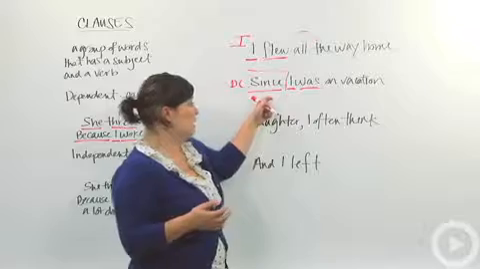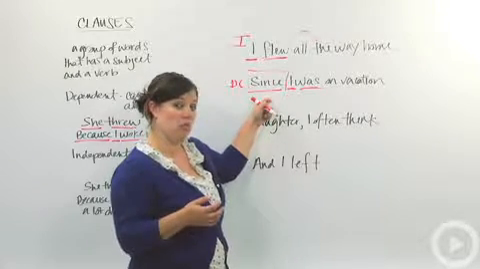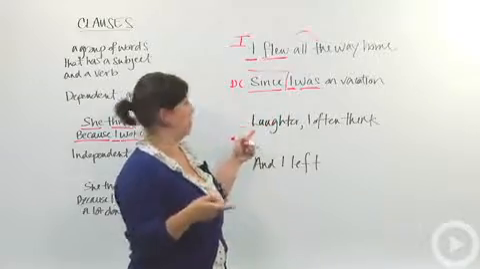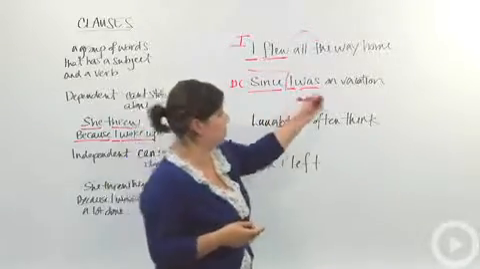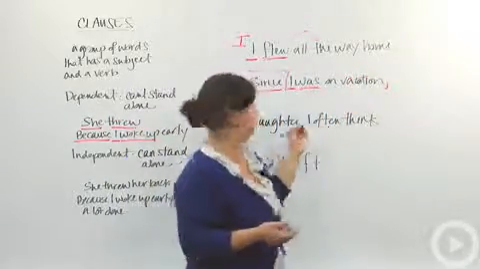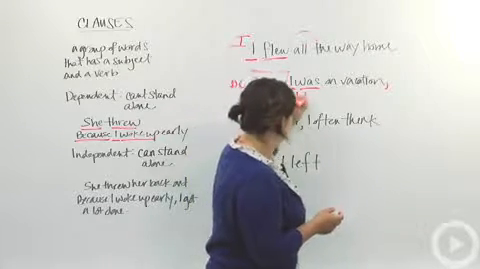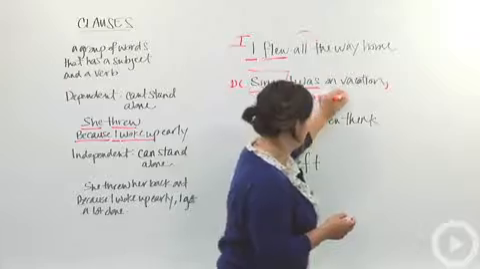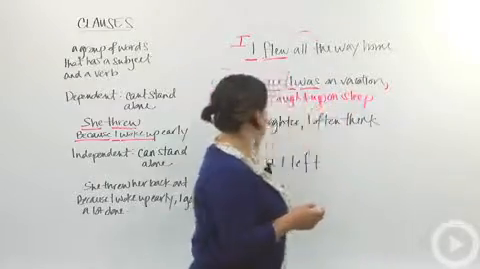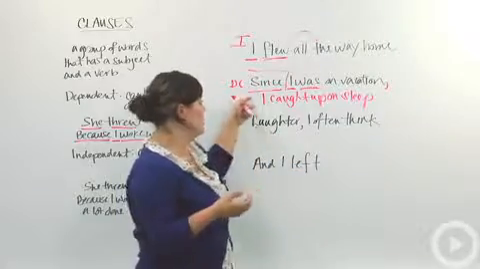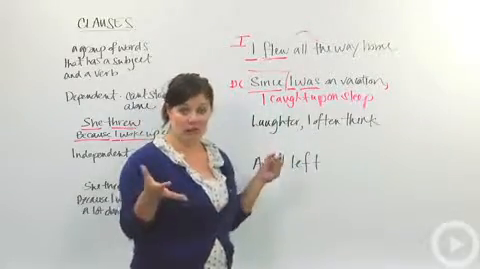And the easy way to fix a dependent clause that starts with one of those subordinating conjunctions is just to hook it up to an independent clause. So we can say, "Since I was on vacation, I caught up on my sleep." "I caught up on my sleep" is an independent clause, it can stand on its own. Once it's hooked up to a dependent clause, we're good to go.